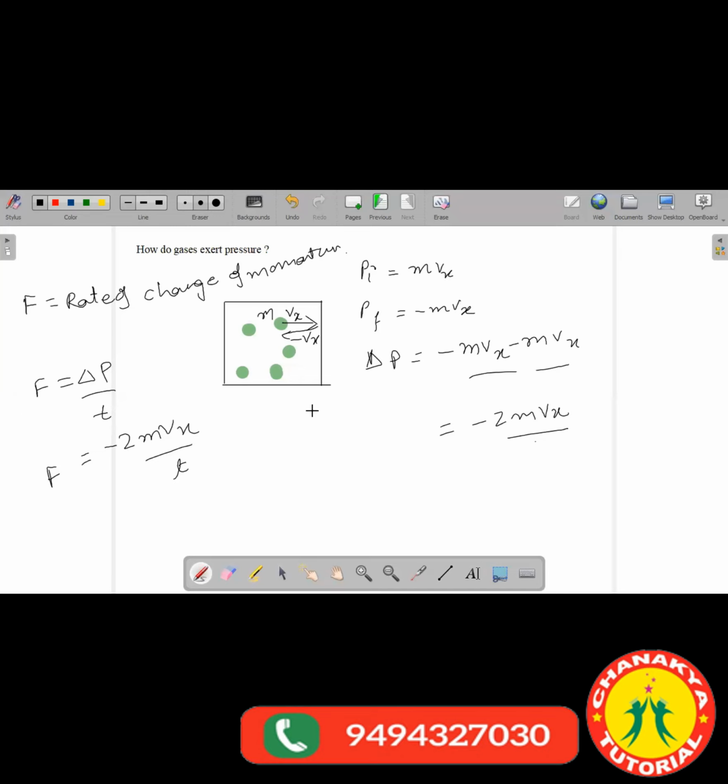The complete step-by-step derivation you will get in the later classes. Currently, we can assume that due to the motion of the molecules, there is a pressure exerted on the walls of the container. This pressure is finally given by the formula 1 by 3 rho v squared.